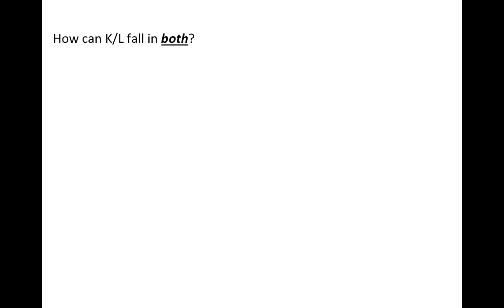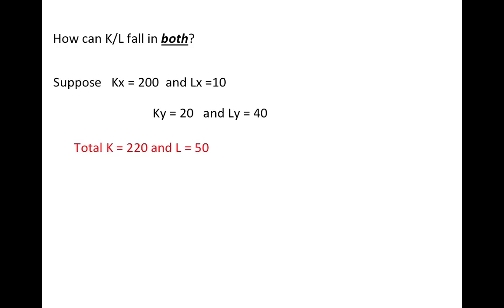Now, it seems strange that the capital-labor ratio is falling in both industries at the same time. So let's go through this very quickly. Let's imagine that initially we started out with 200 units of capital in X, 10 units of labor in X, 20 units of capital in Y, 40 units of labor in Y. So overall in this economy, we've got 220 units of capital and 50 units of labor, adding up labor and capital in both industries.